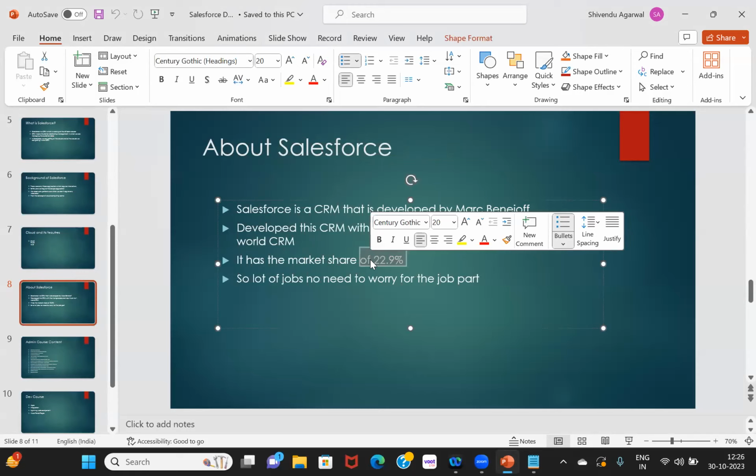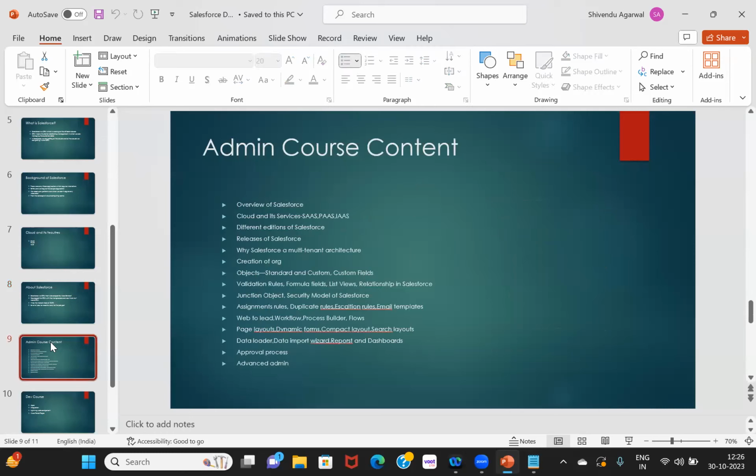That is a good market share, guys. Four consolidated companies do not have this market share. This market share is 22.9%. So this market share itself tells you there are a lot of jobs. You don't have to worry about the job part. You just have to worry about the technical part and clear it. The other part is taken care of by us.